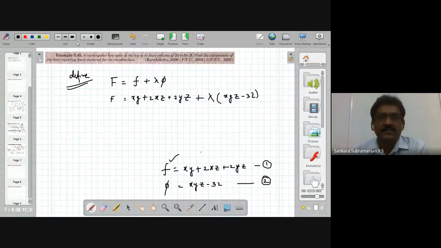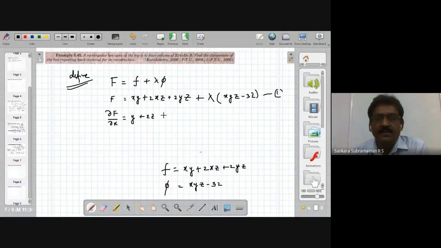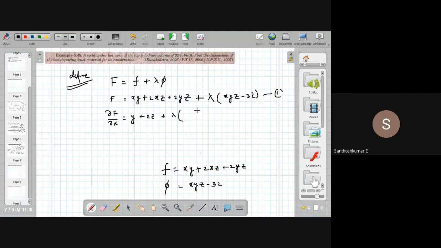அப்போ இதெல்லாம் வேண்டாம், இதை வச்சுக்கலாம். This is my equation 1. What is the procedure? Find dou F by dou x, dou capital F by dou x. We get y plus 2z plus 0, okay, plus lambda times yz.